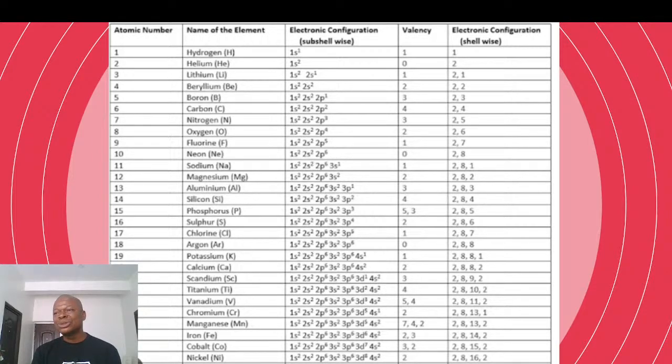Then if you go to atomic number 11, what we'll have there is sodium. Remember that neon has the symbol Ne. Some of you confuse neon and sodium, the symbols.